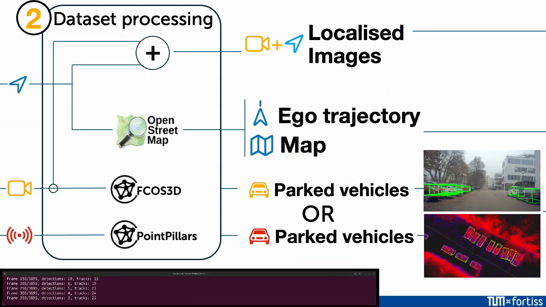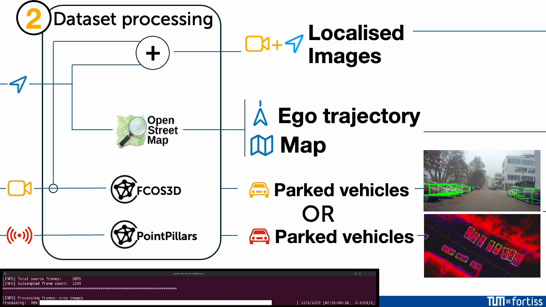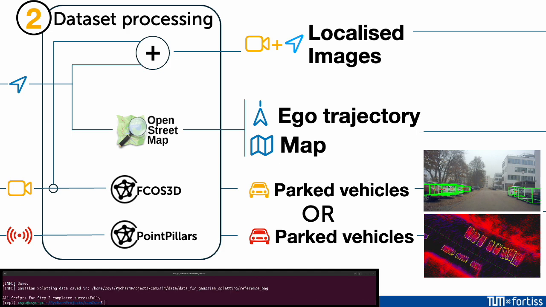The second step of our pipeline is dataset processing, which we use to extract non-labeled data from our dataset. These include the localized images, which are a combination of camera frame and where it was taken. Then we extract an OpenStreetMap OSM file using the localization data. This will be used to extract the ego trajectory and map data, then used for scenario reconstructions. Finally, we perform parked vehicles detection, either using camera or LiDAR.